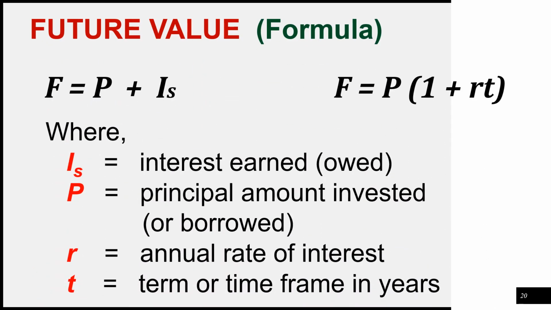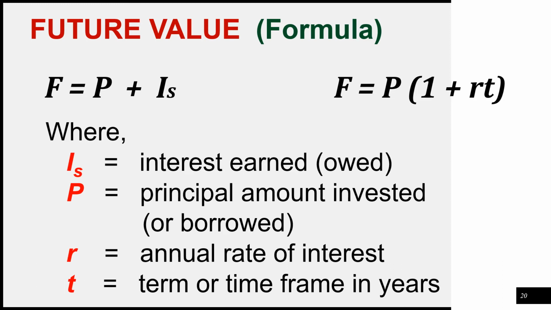Here are the formulas for computing the future value. We actually have two formulas. The first one is F equals P plus I. The second one is F equals P times (1 plus RT). Now, when are we going to use the first formula or the second formula?